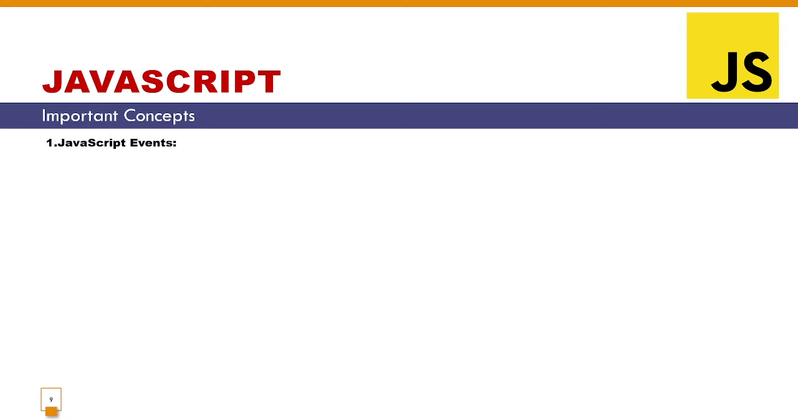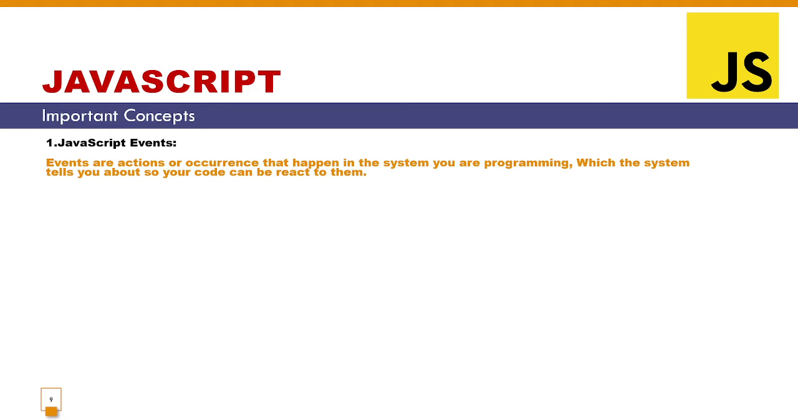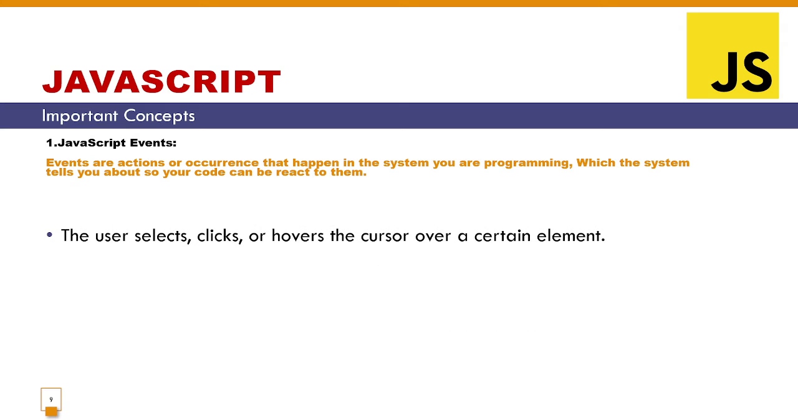Today, I'm going to discuss JavaScript events. JavaScript events are mainly used in front-end programming. Events are actions or occurrences that happen in the system we are programming, which the system tells you about so your code can react to them. Means when you click on some element or object in a web page, it will interact with another element. That's why we are using events and actions in JavaScript.